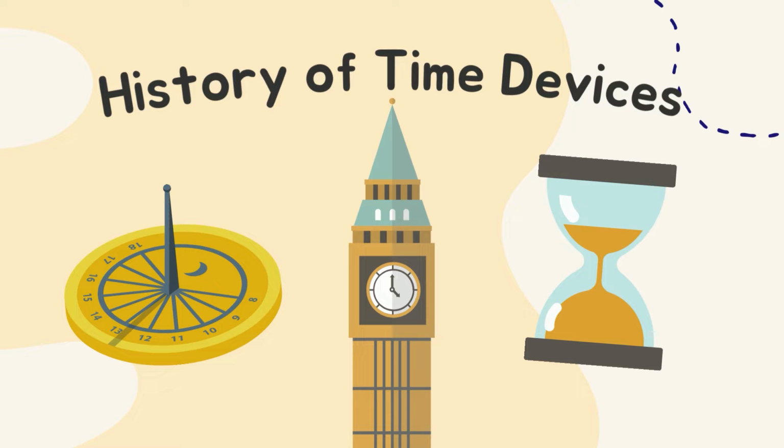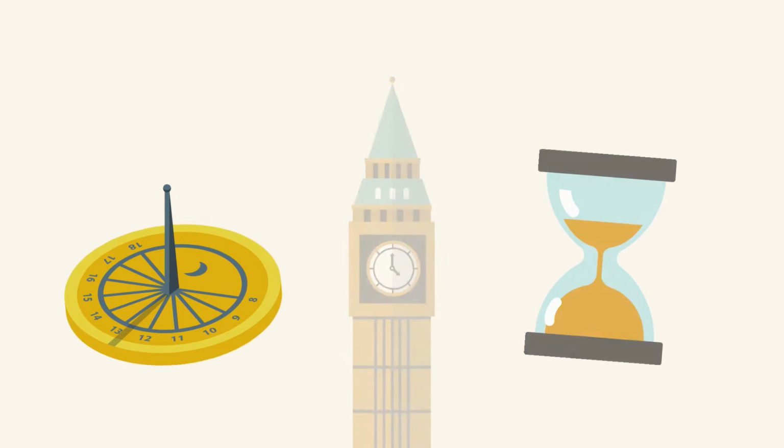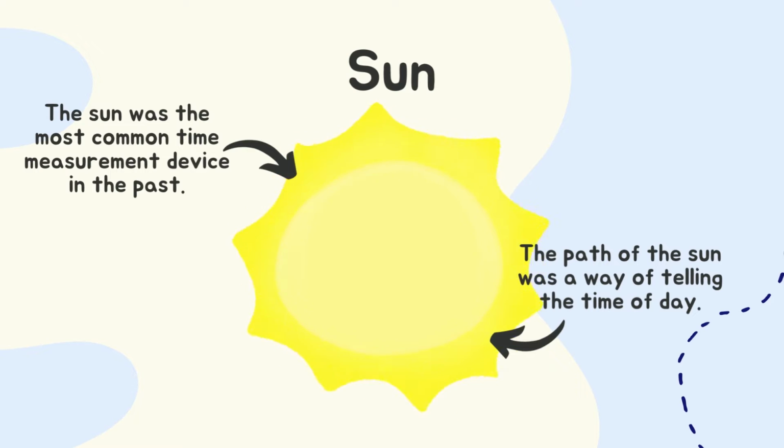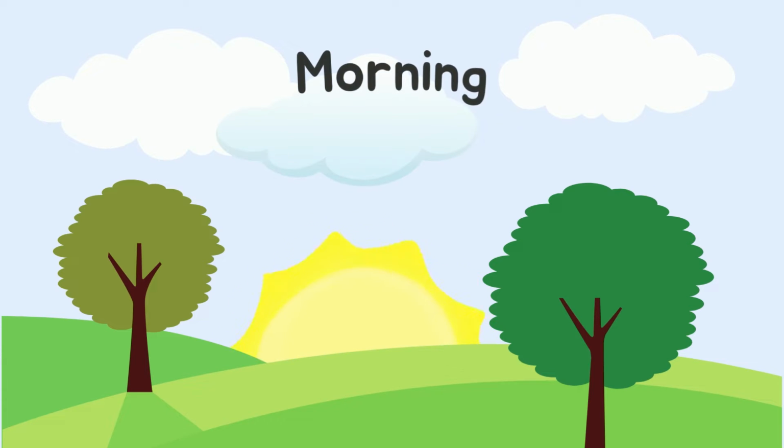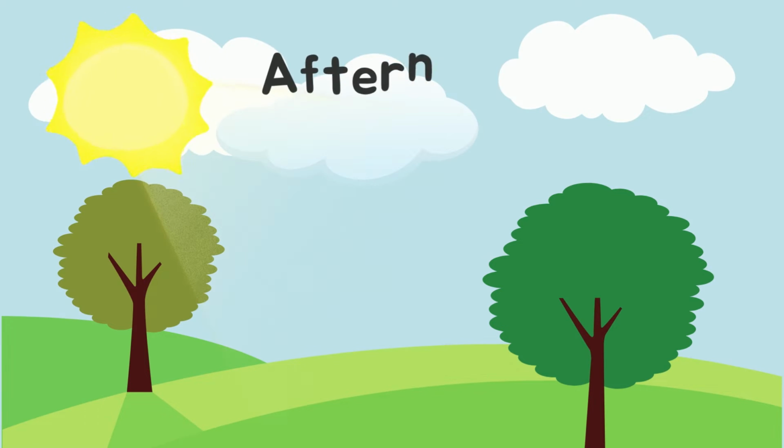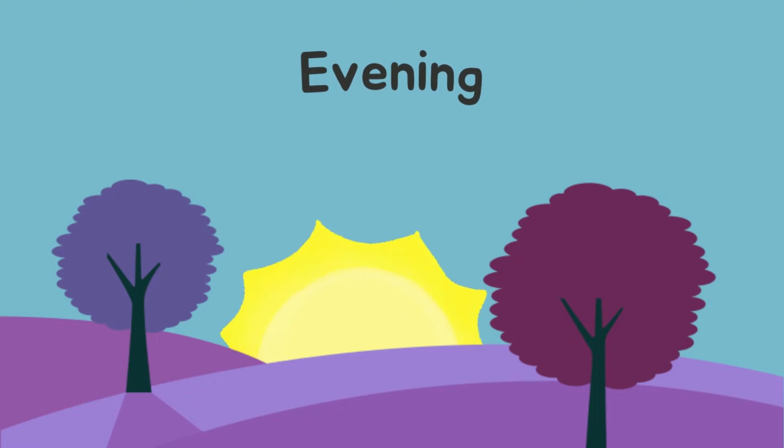There are many devices that are used to measure time. In ancient times, the sun was the most common time measurement device. How? People will use the path of the sun as a way of telling the time of the day. The sun always rises at a certain time and sets at a certain time. When the sun rises, it is considered morning. When the sun is between rising and setting, it is the middle of the day. When the sun sets and the moon rises, it is evening.